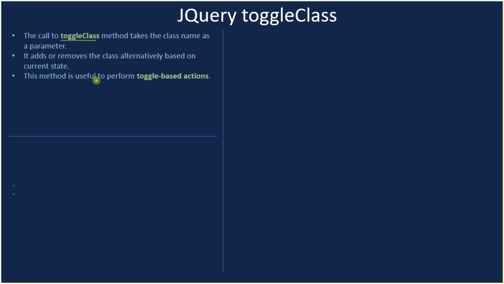Alright, so this method is useful to perform toggle based effects. That's what we are going to do in this example. We want to display the header title, and we want to hide the header title, based on the current state. So when the header is displayed, it will get hidden. When it is hidden, it will get displayed. And we achieve that by toggling the class attribute for the heading tag. In our example, we will add 4 headings before the paragraph and toggle their display.